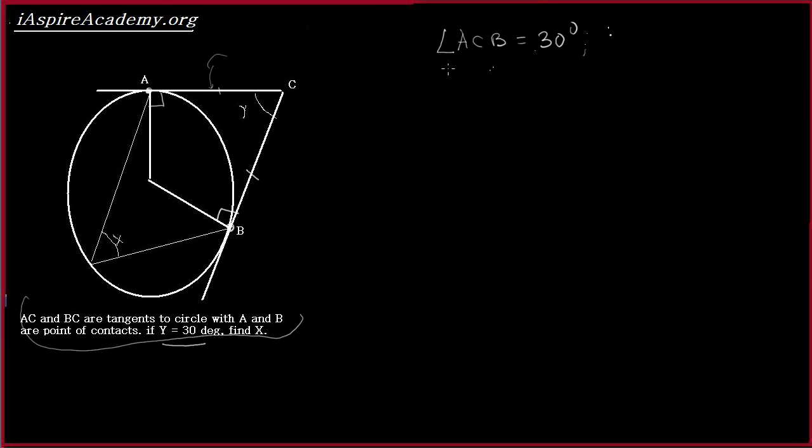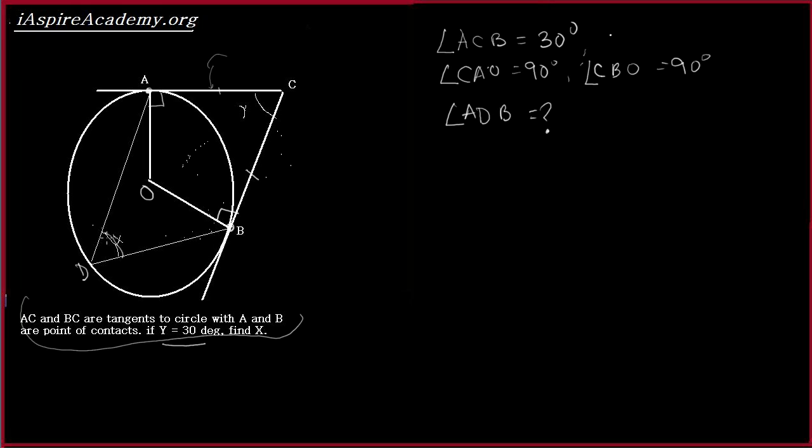Let's put this center O. So CAO equals 90 degrees, and we have CBO equals 90 degrees too. What we have to find out is this angle x, and let's put D. So we have to find ADB.